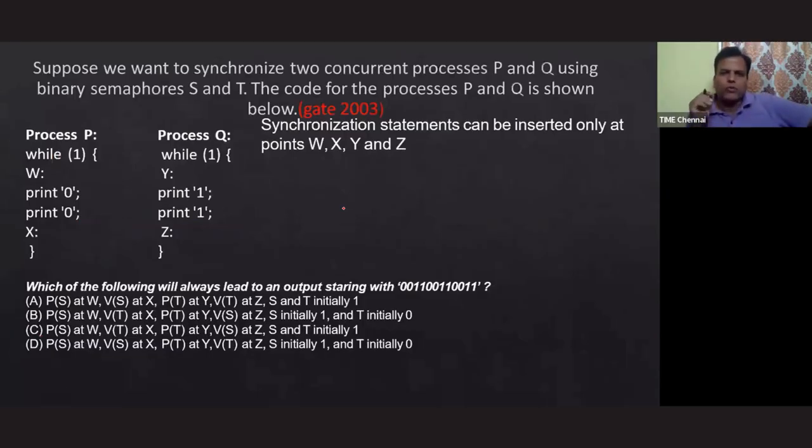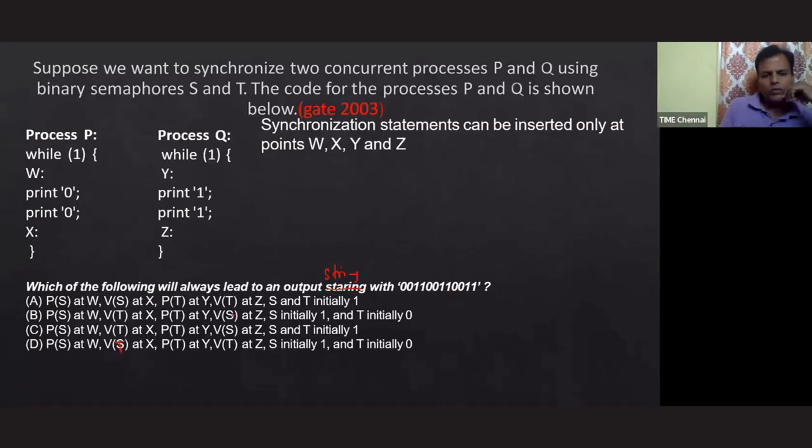Let's see this one. Suppose we want to synchronize two concurrent processes P and Q using binary semaphores S and T. The code for the processes P and Q is shown below. The synchronization statements can be inserted only at points W, X, Y, Z. Which one of the following will always lead to an output string with 00110011? So which option will give our output string as 00110011? This is up on T.